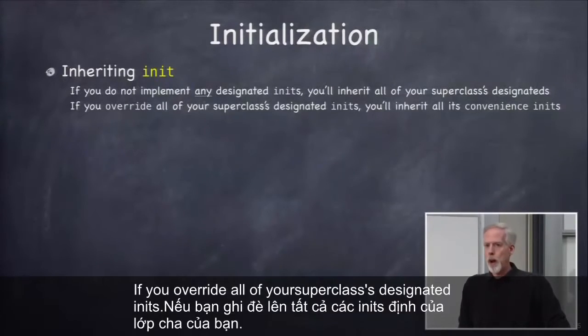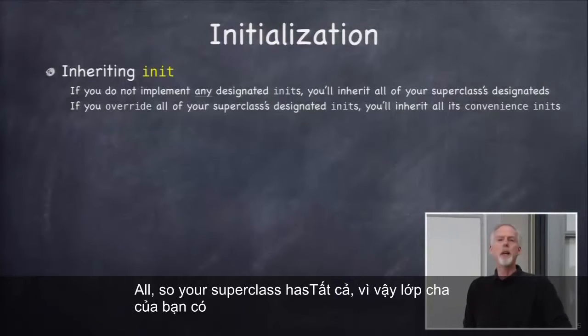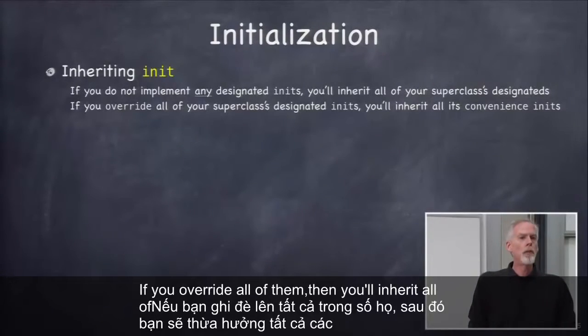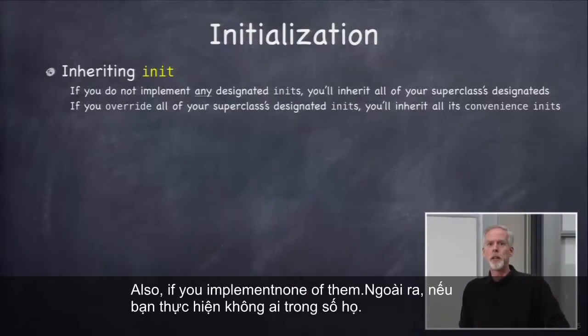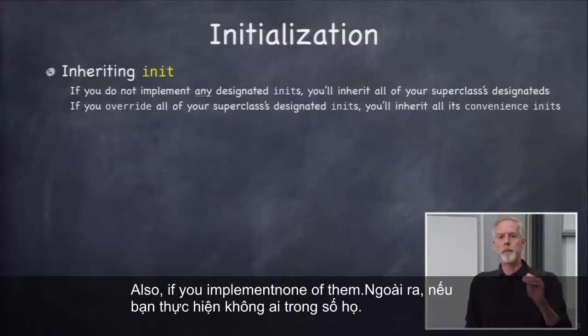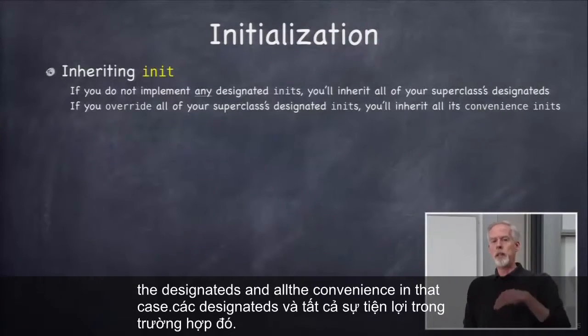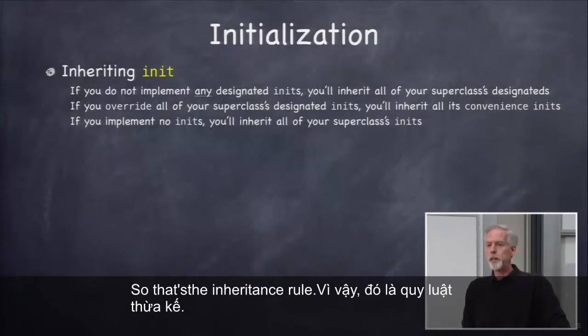If you override all of your superclass's designated inits, okay, so your superclass has 3 designated initializers with different arguments. If you override all of them, then you will inherit all of your superclass's convenience initializers. Also, if you implement none of them, because you'll essentially inherit all the designateds and all the convenience in that case. Okay? So that's the inheritance rule.